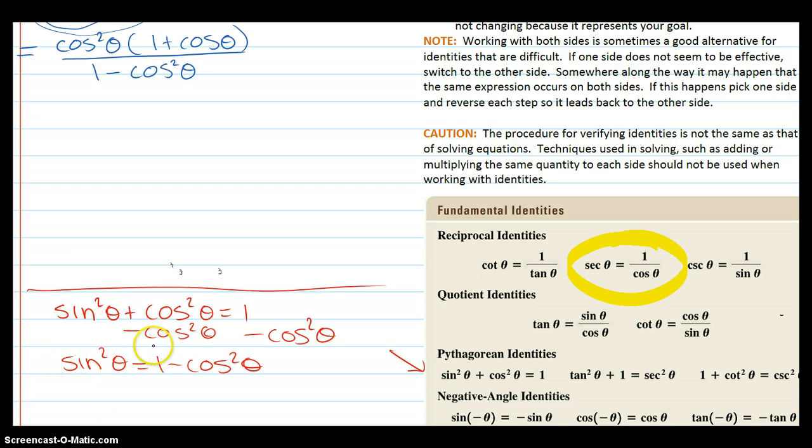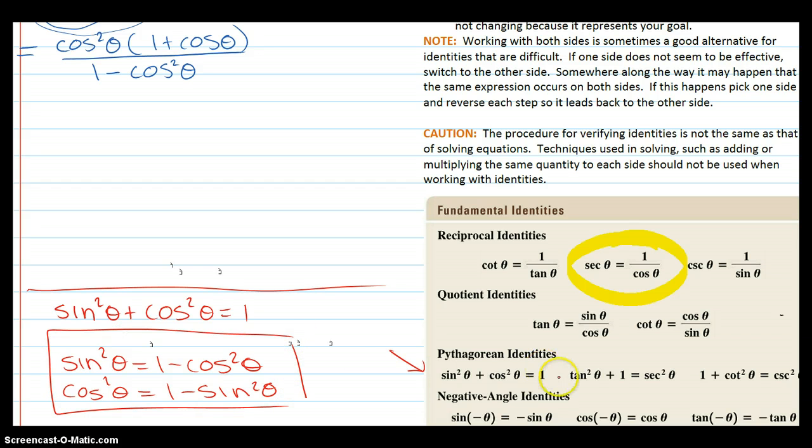You could do the same thing for both sides. If we erase this and subtract both sides by sine squared theta, we would get cosine squared of theta equals 1 minus sine squared theta as well. So these are two good formulas to memorize as alternates to sine squared plus cosine squared is 1.